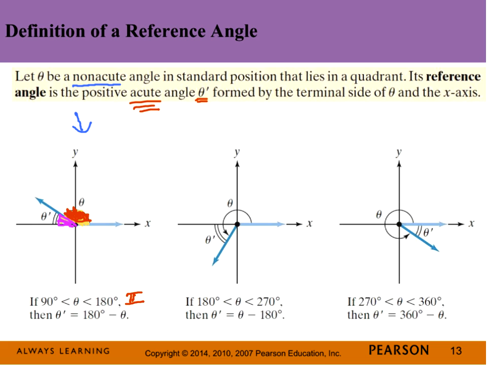Let me give the corresponding radians here just as a reminder. So 90 is pi over 2. When theta is between pi over 2 and pi, then theta prime is 180 minus theta. That's the same thing as pi minus theta if you're working in radians. And you may want to note that on your note sheets.